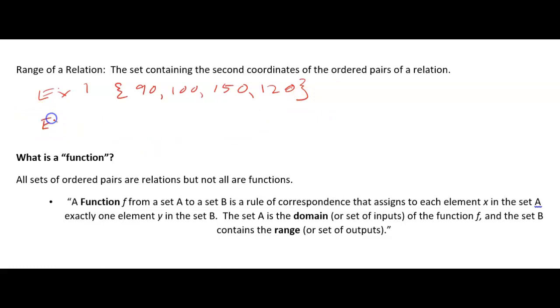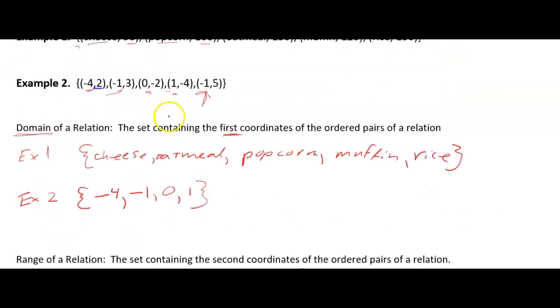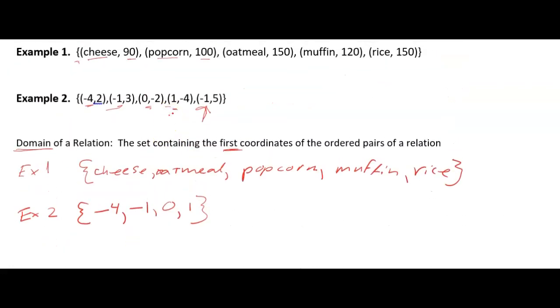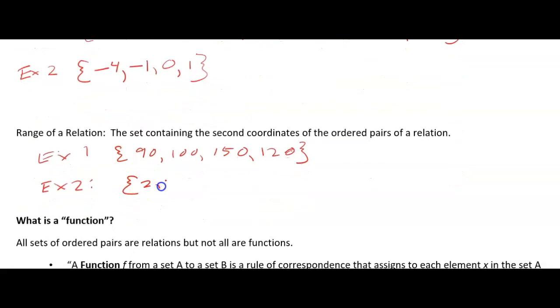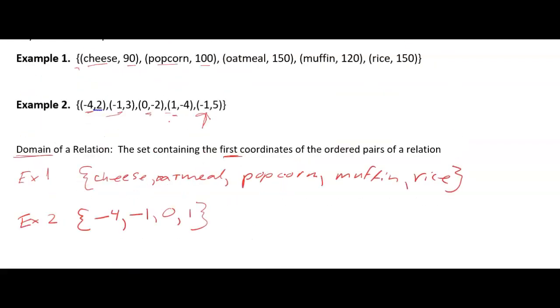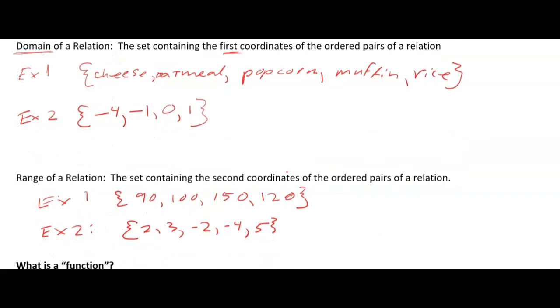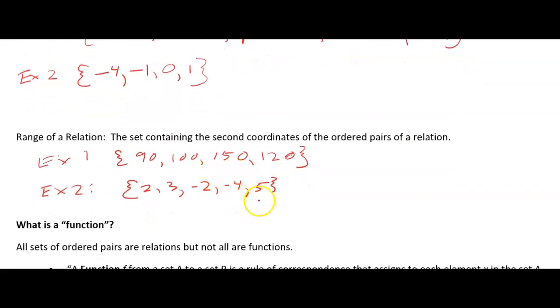Of example 2, the range will be the list of the coordinates that appeared second. Looks like I have 2, 3, -2, -4, and 5. So each of those appears as an element of the range. Let me check my work. Sometimes I forget. There we go. Okay, so that's the range of example 2.